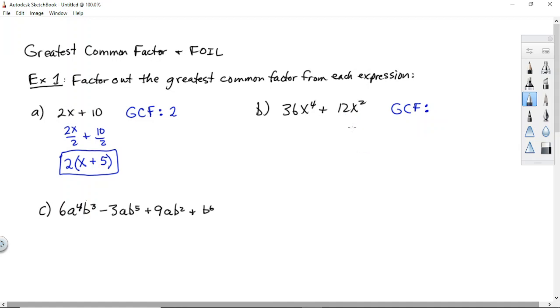That will be the number part, 12, and then we said we could take out x squared. So 12x squared is actually the greatest common factor. So we will divide each term by 12x squared to see what is left after we factor that out.